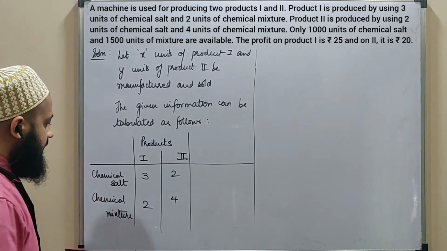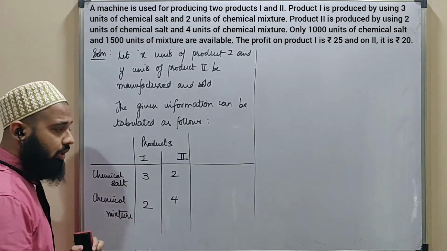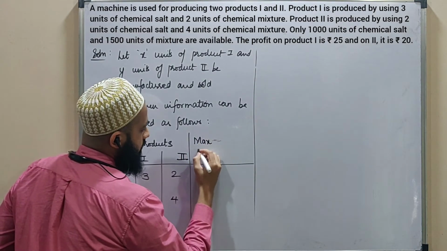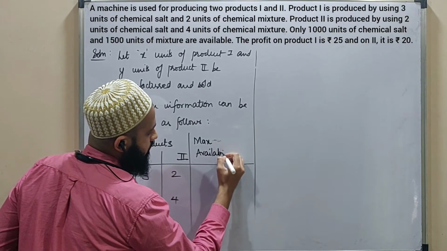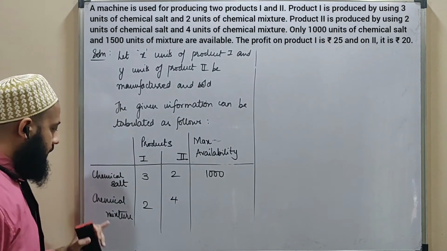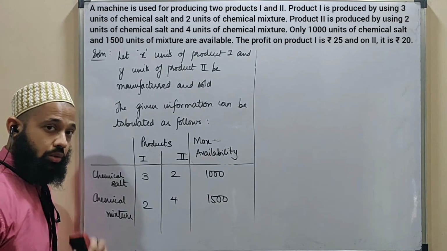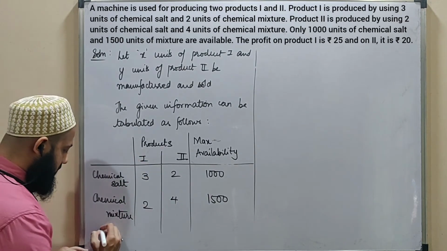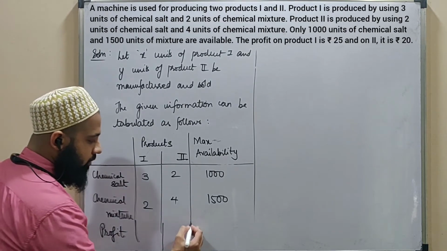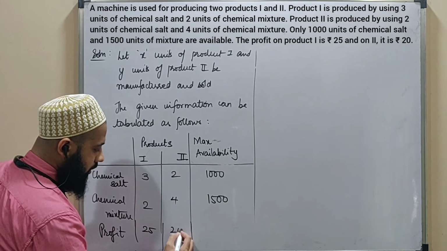But you know that there is a limit on the utilization of chemical salt. Only 1000 or 1500 units are available. So that will be your maximum availability. So that's 1000 for your chemical salt, and then for chemical mixture it is 1500. Also you're going to earn profit by selling product 1 and 2. So let's see how much is the profit. That will be written here. We have 25 rupees on product 1 and 20 rupees on product 2.